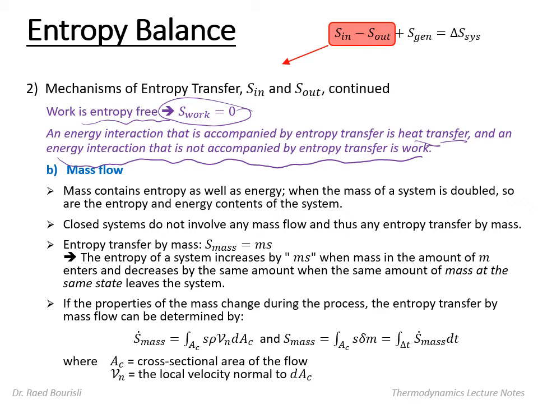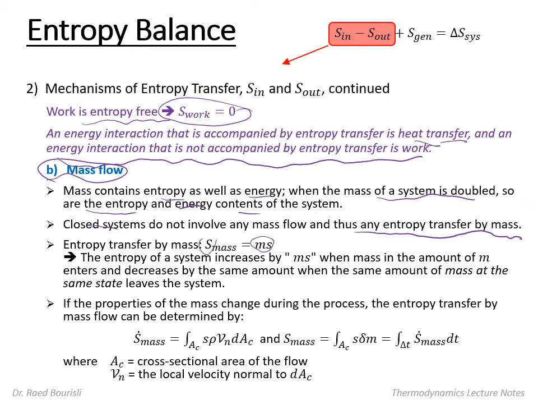Okay, let's talk about the second way entropy can be transferred to a system, which is mass flow rate. Mass flow in or out. Mass contains entropy as well as energy, as well as many other things. So when the mass of a system is doubled, so are the entropy and the energy content of the system. A closed system does not involve any mass transfer, and thus any entropy transfer by mass is not there for a closed system. Entropy transfer by mass is just m times s.